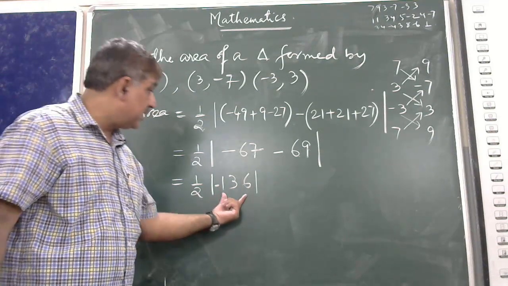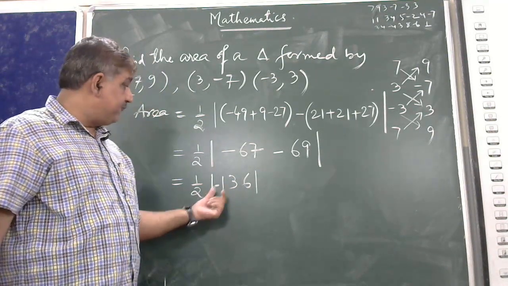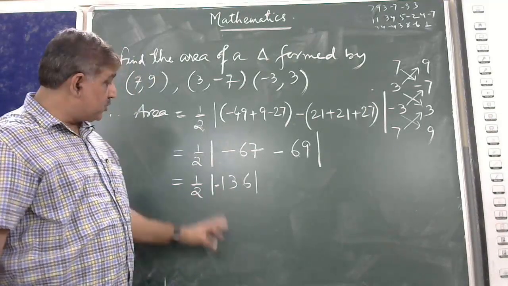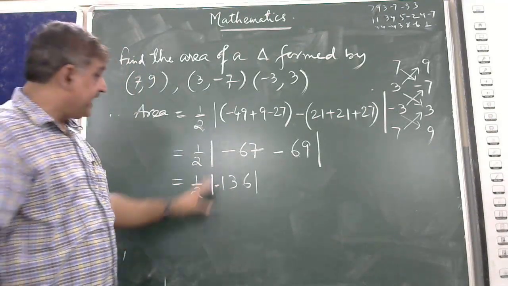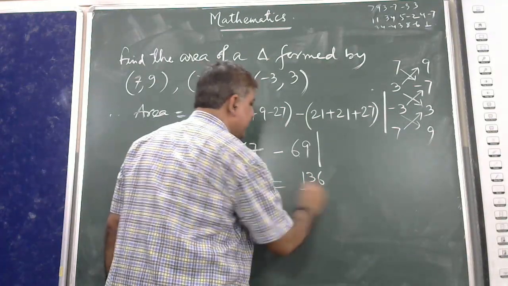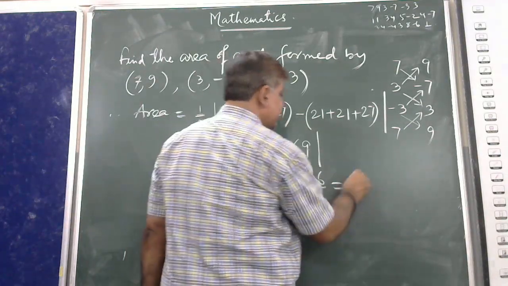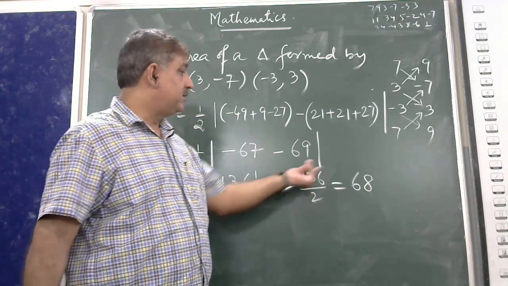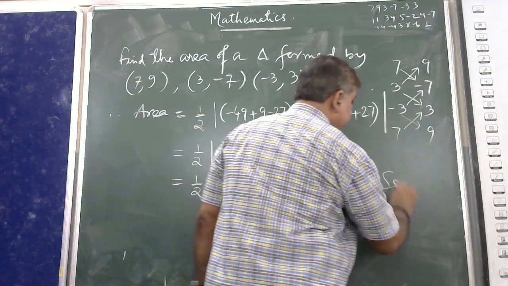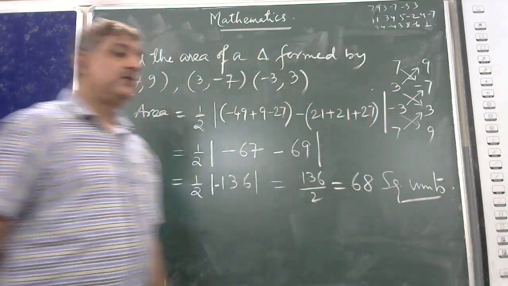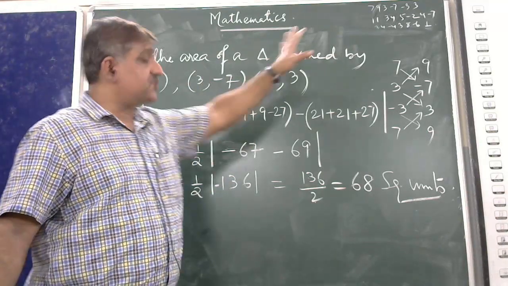Now see here. If you do not put the modulus sign, this area appears as negative. So to omit this negative sign, we have taken this modulus. Now, what happens? This is equal to 136 by 2. That is, 2 6s are 12 and 2 8s are 16, so 68 square units will be the area of the triangle. So this much is the area of this triangle.